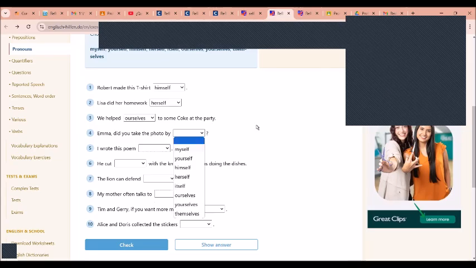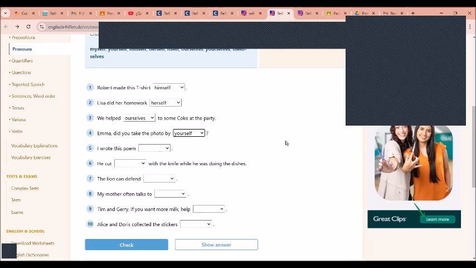Javi, number 4. Emma, did you take the photo by yourself? Exactly. Hint, hint, the clue is here. All right. If we see Emma, then we might think, it's her. All right, but be very careful. This is a question, so the person's directing the question to another person.